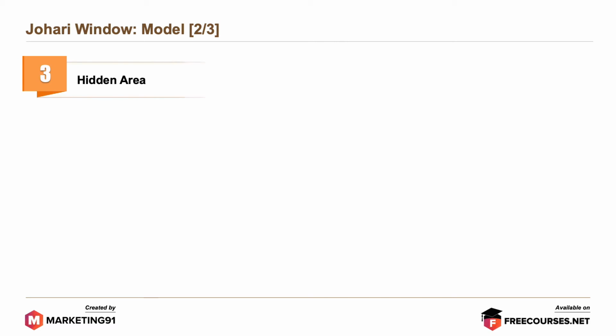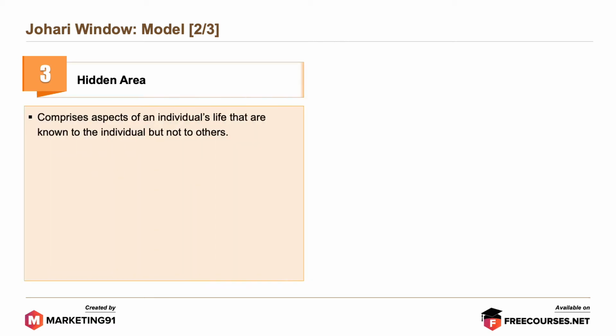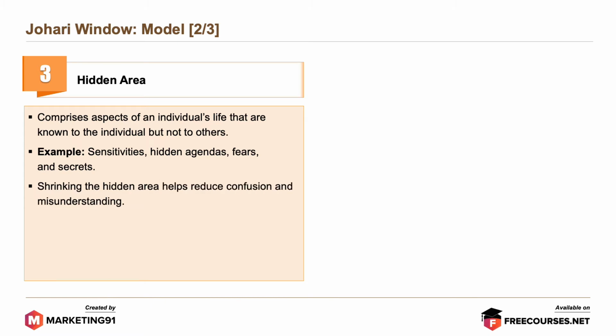Moving on to the third, hidden area, which comprises aspects of an individual's life that are known to the individual but not to others. Example, sensitivities, hidden agendas, fears, and secrets. Shrinking the hidden area helps reduce confusion and misunderstanding.